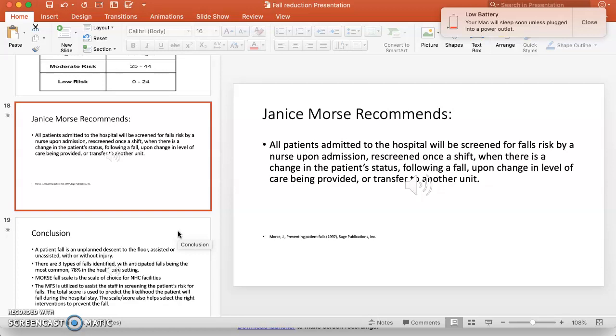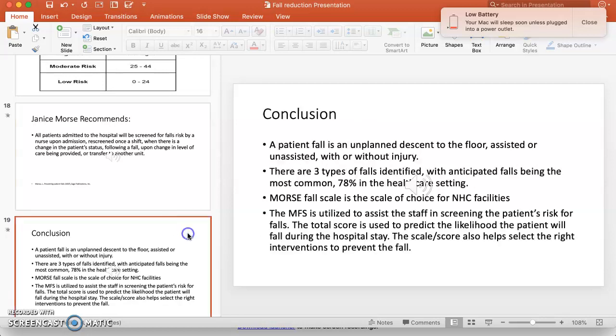And you also need to do it from day shift to night shift. For an example, you got a patient that is alert and oriented during the day, but they have sundowners at night, and they're more confused at night. That's going to make their mental status score go from 0 to 15. That's why we do that once a shift. We score them once a shift or any change in patient status. In conclusion, this is just telling you what I've already told you.